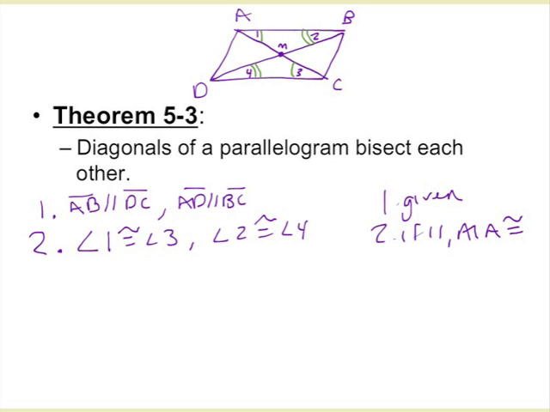Once we have proven a property or theorem, we are then allowed to use that in other stuff. So what I'm going to do for step 3 is use a property that we already proved, which is that opposite sides are congruent. Specifically, I want to say that AB is congruent to CD. Our reason on that would be that property which says opposite sides of a parallelogram are congruent.